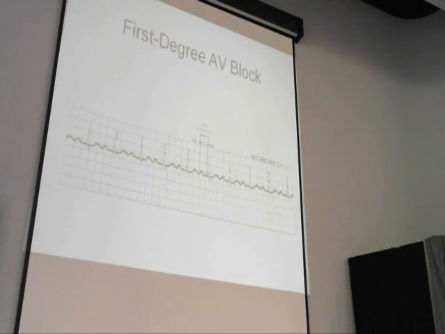But what makes it not a true block? Because there's no block of communication between the top part and the bottom. Every P wave was followed by a QRS complex. It just took a little bit longer to do the job. So first degree AV block is just a delay in production.